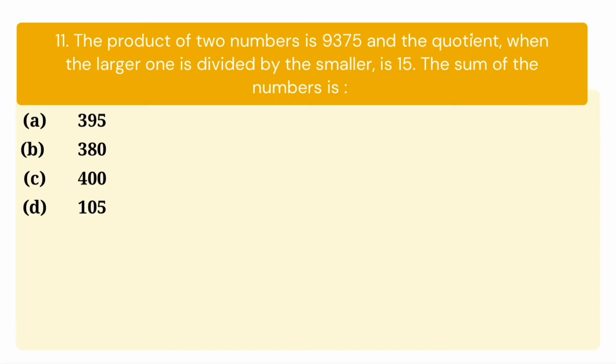Now the product of two numbers is 9375. The quotient when the larger one is divided by the smaller is 15. The sum of the numbers is 5.